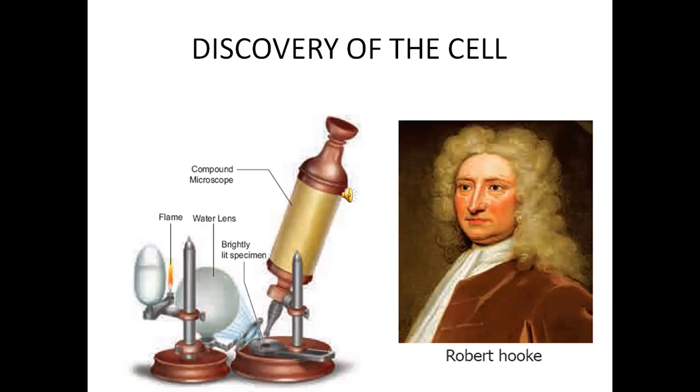Based on these observations, Robert Hooke published a book named Micrographia in the year 1665, where he first used the term cell. He described the structure of tissues using the term cell. In Latin, the word cellula means a small chamber. The branch of science that deals with the study of the cell is called cell biology.